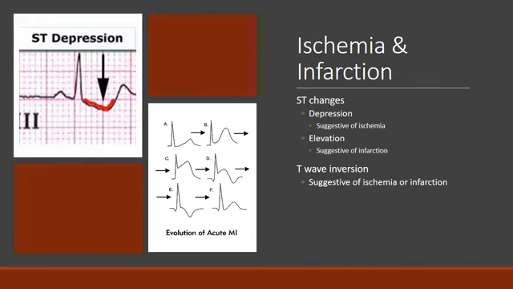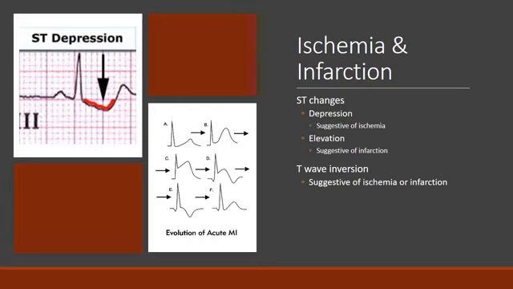Here we can see ischemia and infarction, once again, some of the changes that we can see. We can see ST changes, we can see depression. Here you can see depression in the upper right-hand side. Depression of the ST segment is very suggestive of ischemia. So the heart is being starved of oxygen, and it's being overworked more than it can tolerate. And so if we were to reestablish positive flow between supply and demand, then we would most likely see that ST depression return back to baseline.